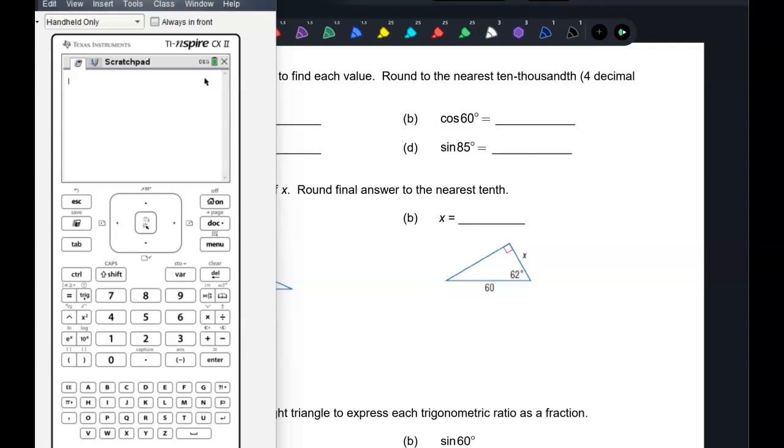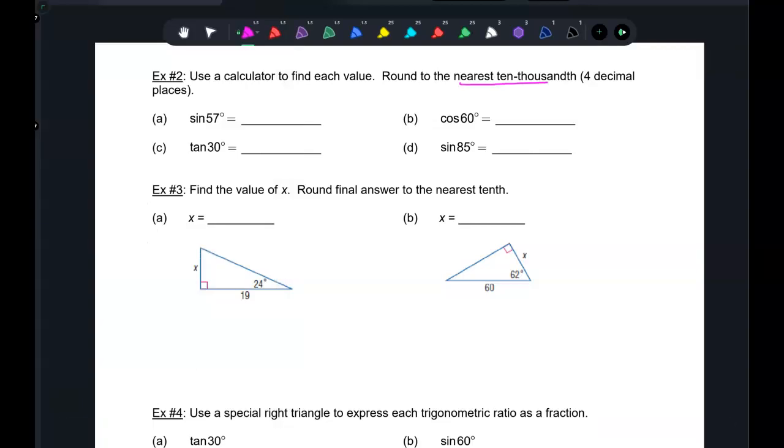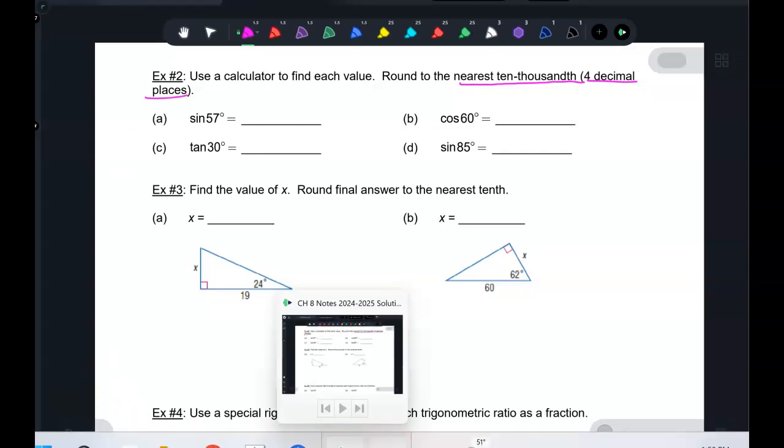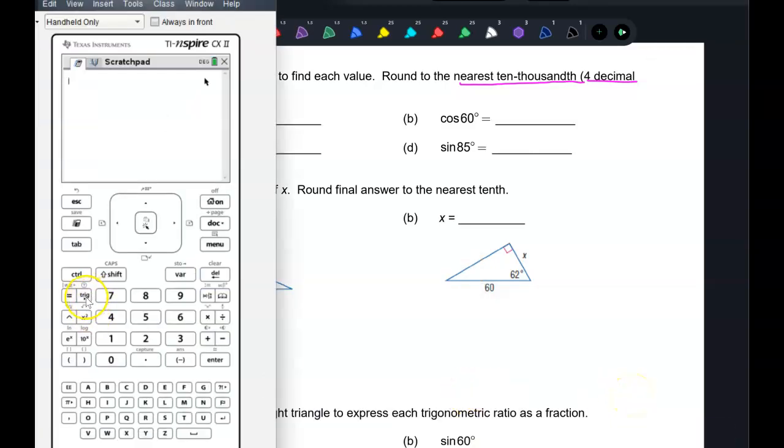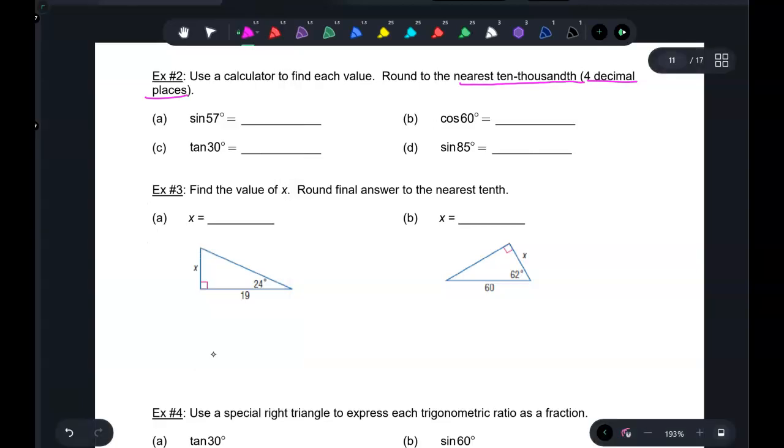Now it says specifically we want to round to the nearest ten-thousandth place, which is 4 decimal places. Does everyone see the trig button? You literally just select sine of 57 degrees and press enter. That's going to be 0.8387. Cosine of 60 degrees is 0.5.